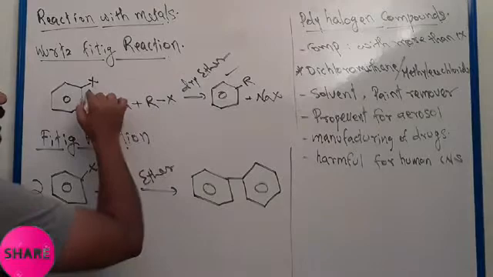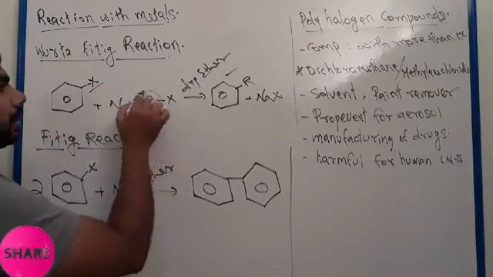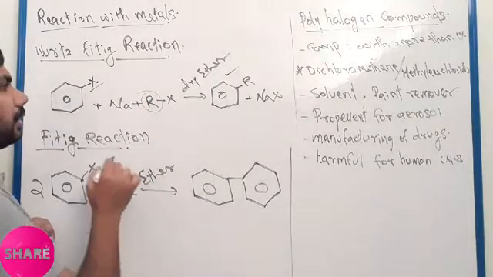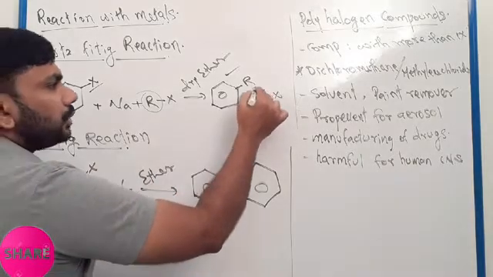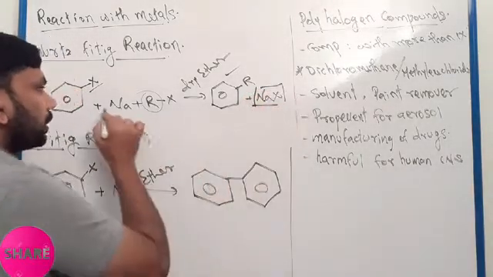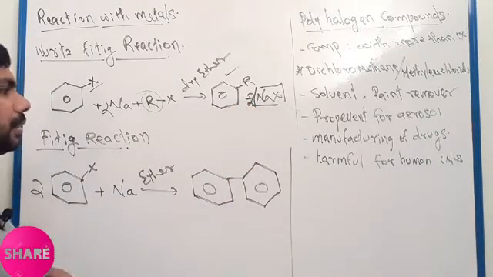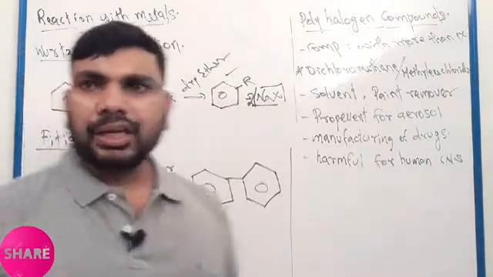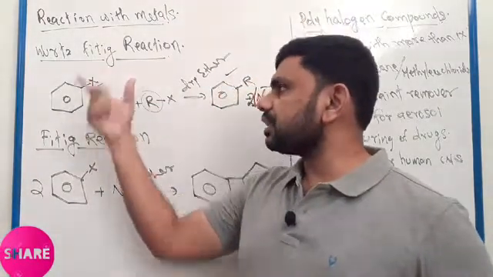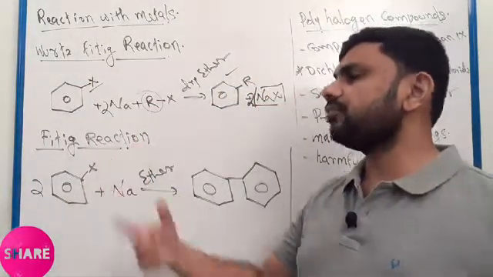Here this halogen is replaced by R, and sodium halide will be the side product. You can balance it like this. Sodium halide will be the side product. This is the Wurtz-Fittig reaction, and the next one is the Fittig reaction.